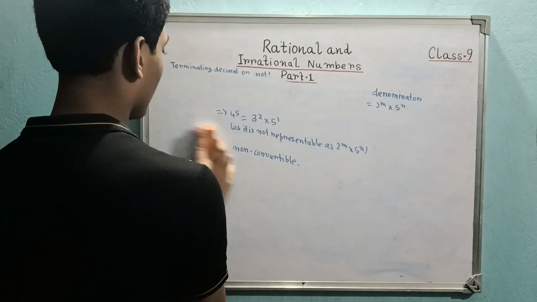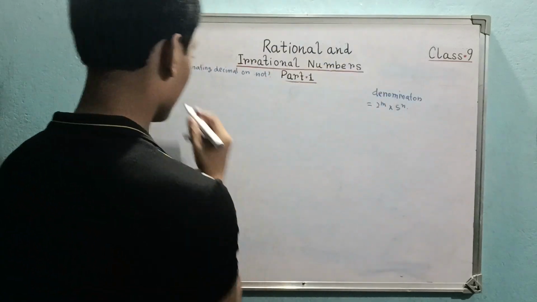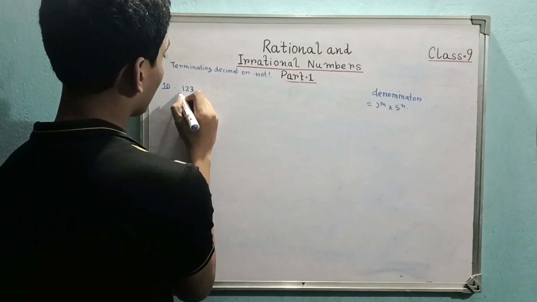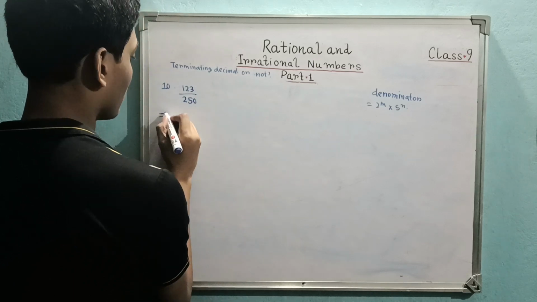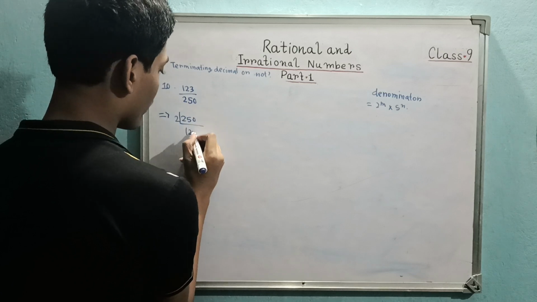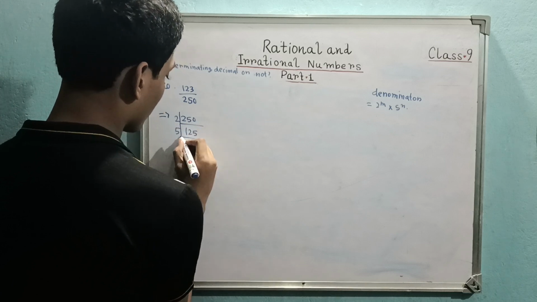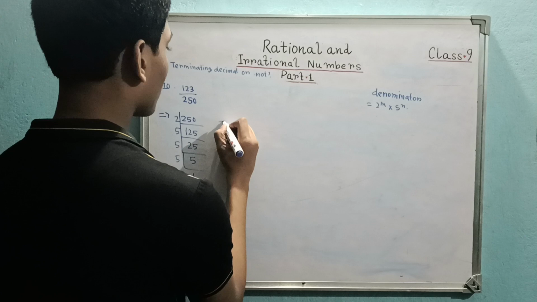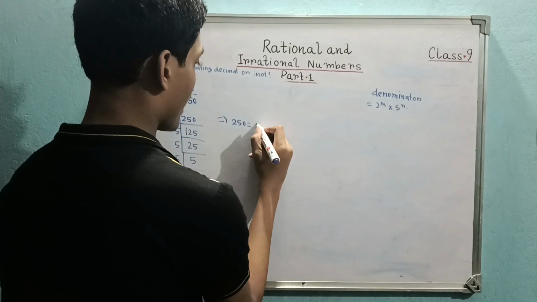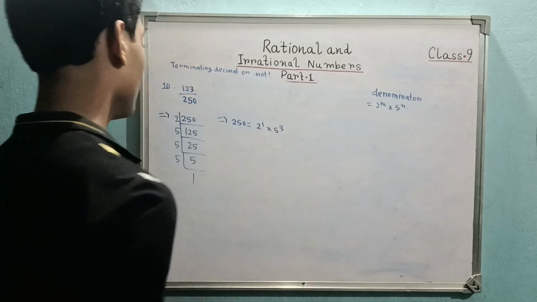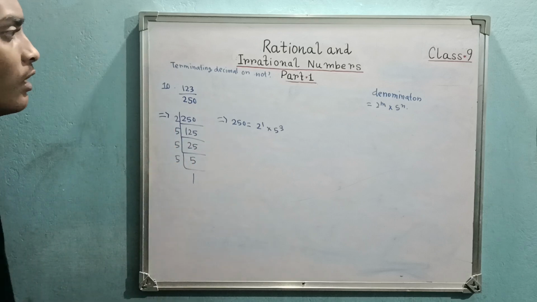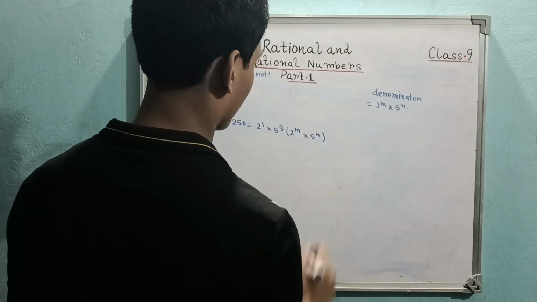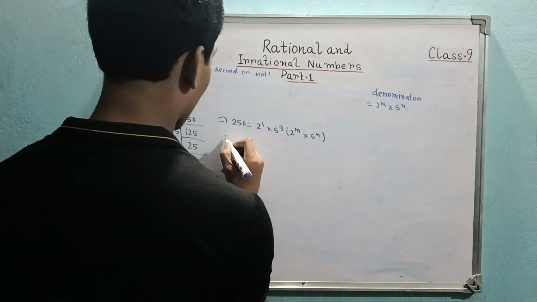The last sum for today. Basic concept, so we will not take much time. Last question. They are giving us 123 by 250. So let's take the denominator 250. 250 divided by 2 is 125, again by 5 is 25, by 5 is 5, and by 5 is 1. So 250 equals 2 to the power 1 into 5 to the power 3. See, 2 one time, and 5 to the power 3. So this is directly in the form 2 to the power m into 5 to the power n, therefore it is convertible.